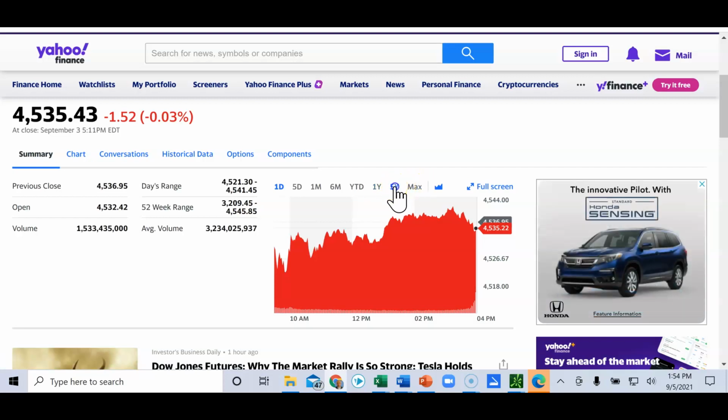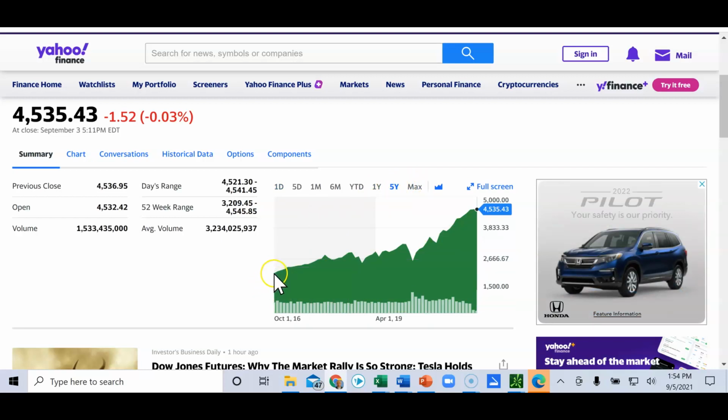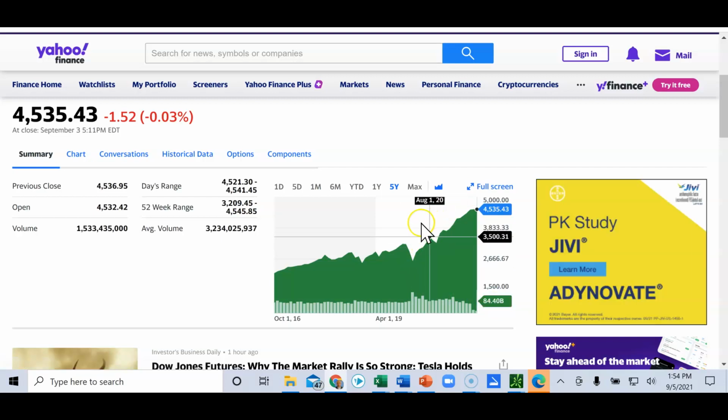So if I look at, say, 5 years, if I click on it, you can see the chart over here. The S&P 500 index. There was a big drop because of the COVID, and then it has gone up and down, and that's what it is.